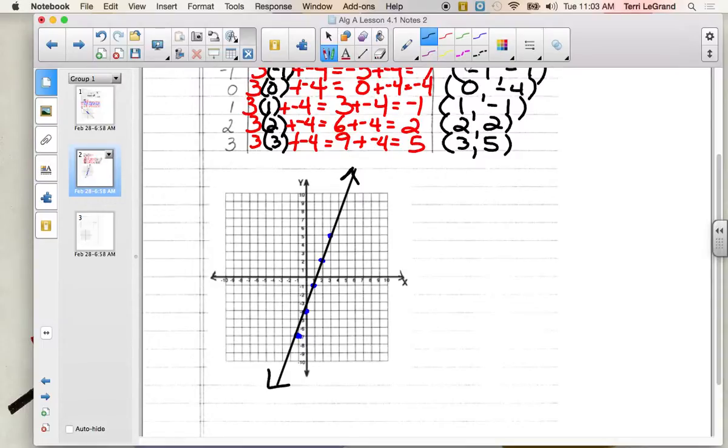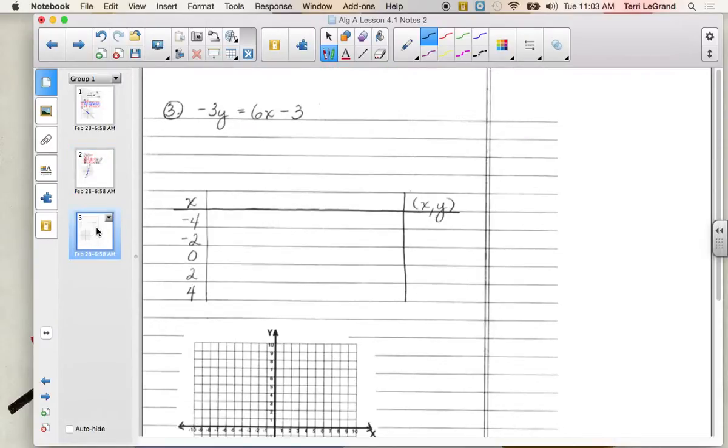Okay, we're going to do one more together because I don't want to hear tomorrow that it didn't go well because you didn't know what to do. We need to do step 1. Yeah, we got to get y alone. So what are we going to do to get y alone? Emerson?